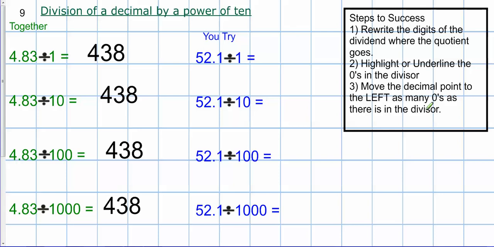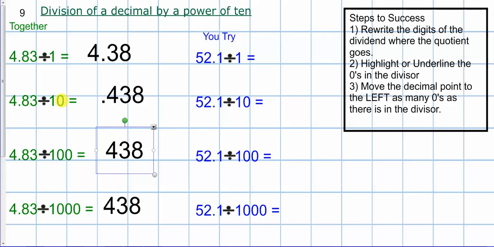Then I'm going to move the decimal point to the left as many places as there are zeros in the divisor. How many zeros are there? Well, there are no zeros, so that means I don't move the decimal point. It stays right there. Now in this next problem, how many zeros are there? There's 1. So I move the decimal point once. This is division, so the number's getting smaller, so I need to move it to the left. Here's where it was, I move it once to the left, and there's my decimal point.